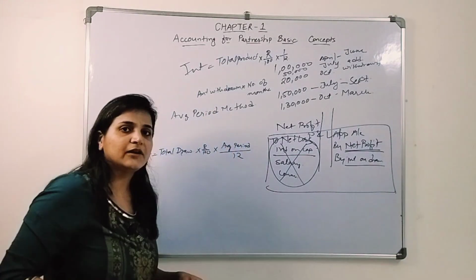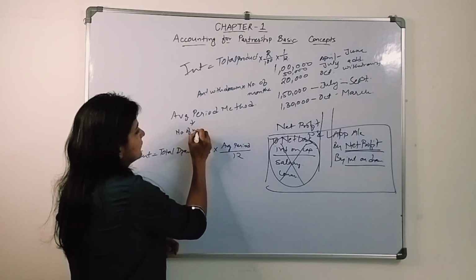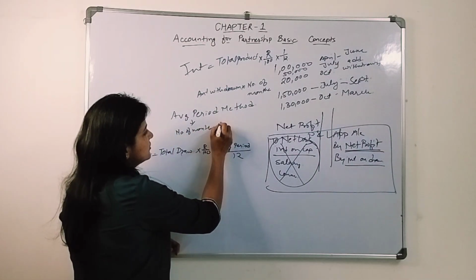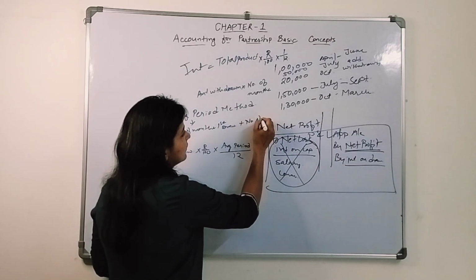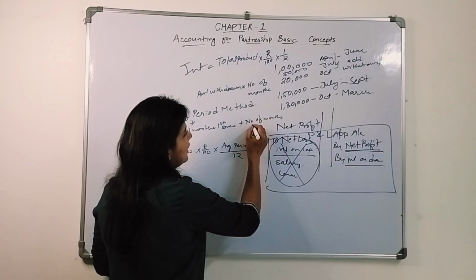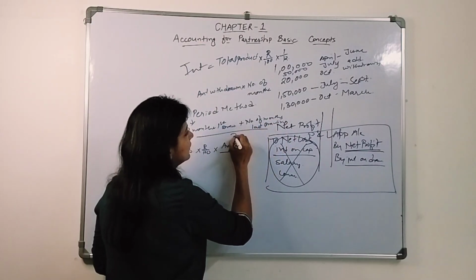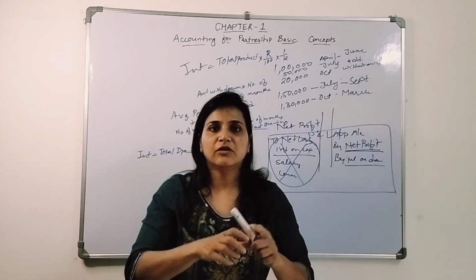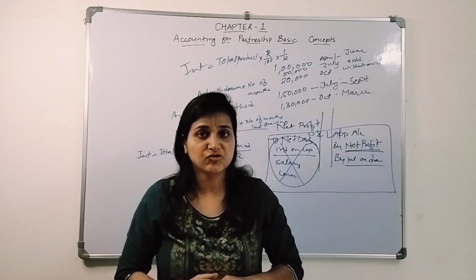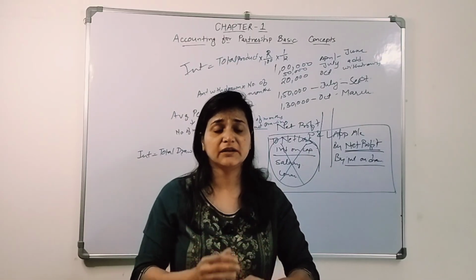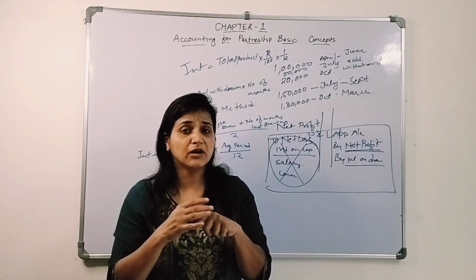How to calculate average period? Number of months remaining after the first drawing plus number of months remaining after the last drawing, divided by 2. I have given you a full detailed explanation of how to calculate this. You need to take out the average period. If it is monthly, whether at the beginning of every month or in the middle of every month, you need to consider the beginning of every month.